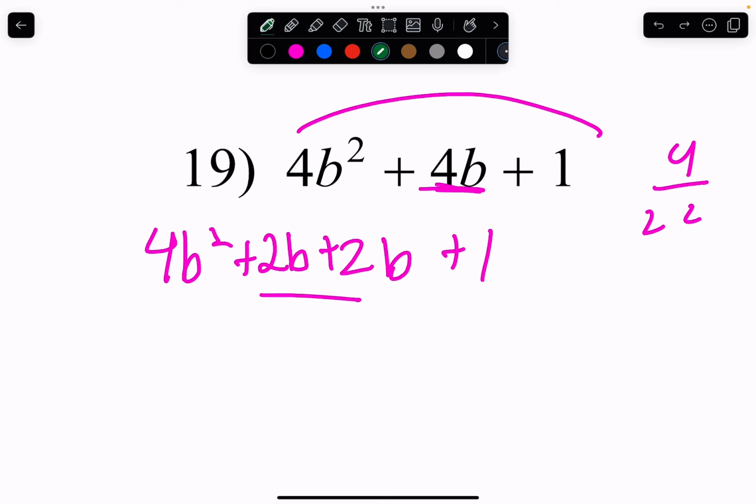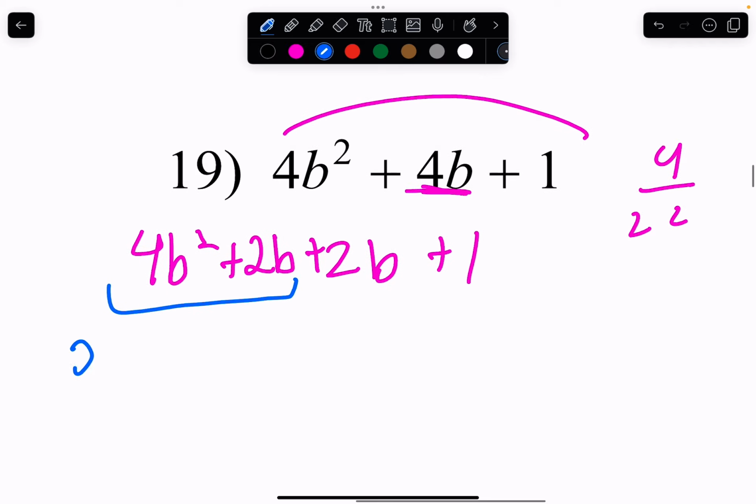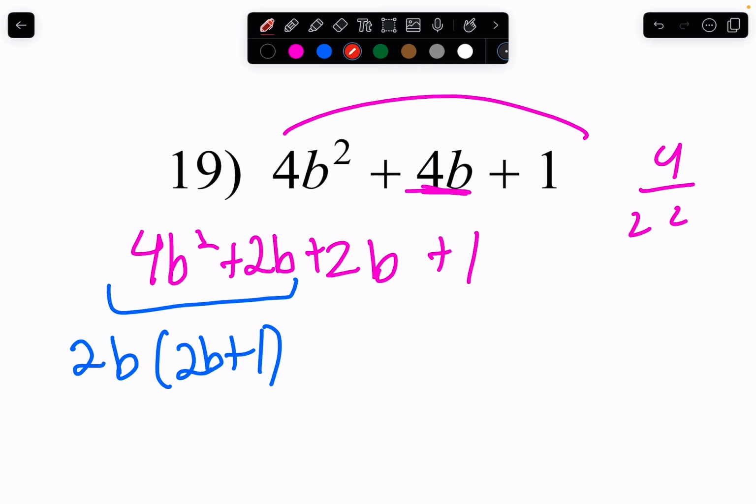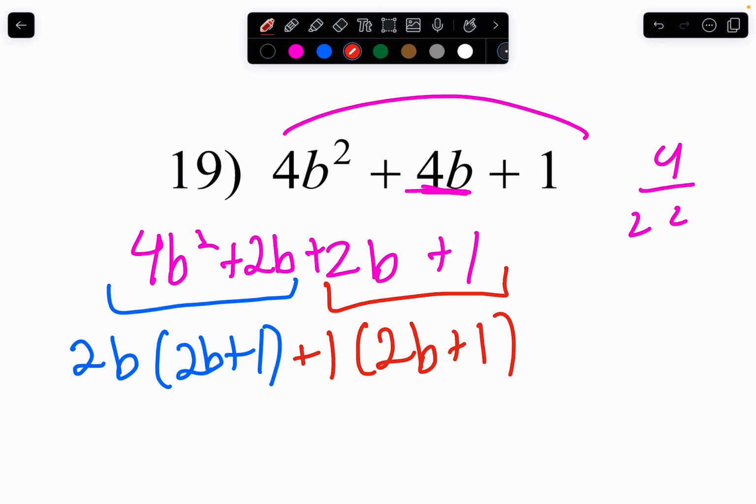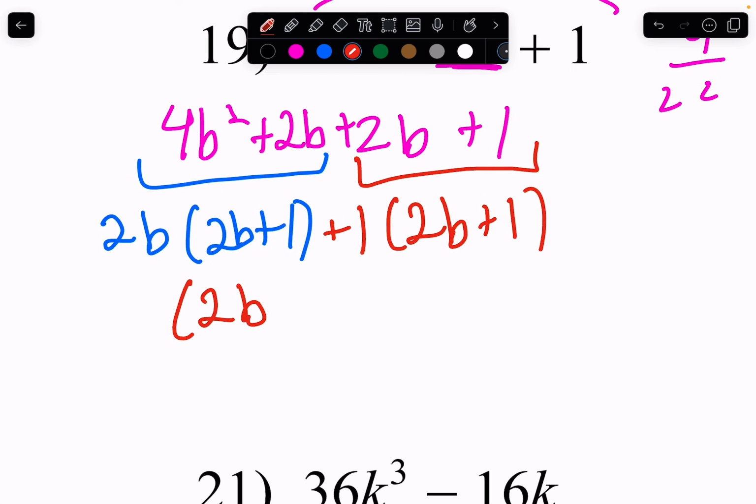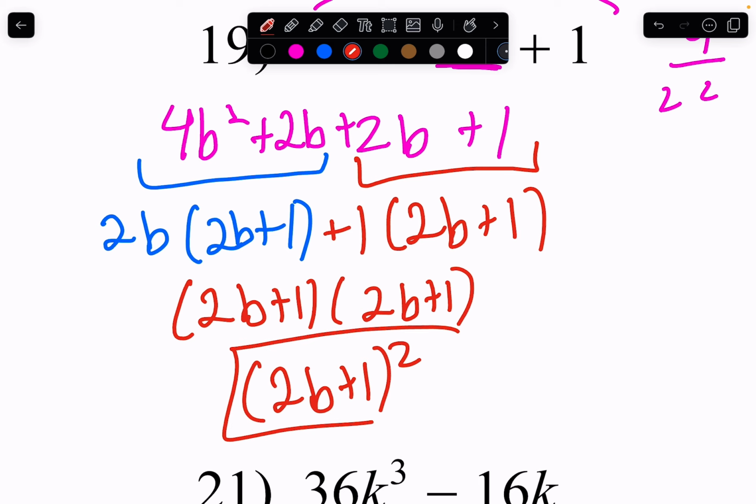And then we're going to go ahead and take out our greatest common factor. Here we can take out a 2b, and I'm going to be left with 2b plus 1. And then here, I actually don't have a GCF, but when we're doing AC method, we have to pull something out, so we'll put a 1 there. And we get a 2b plus 1. It stays the same. So our answer here is going to be 2b plus 1 and 2b plus 1. Now, this answer is acceptable. However, this is a perfect square, so we could write this as 2b plus 1 squared.